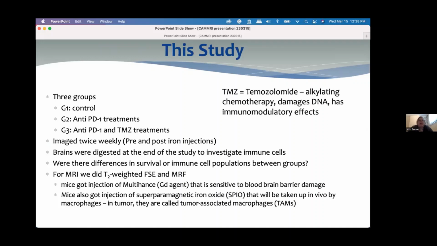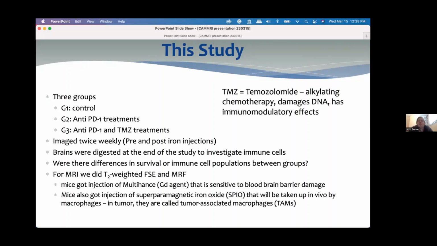So we looked at 3 different groups. One, our control group, another with a checkpoint inhibitor, anti-PD-1, one of the only clinically approved immunotherapies, which is why it's being studied so much. And we also used what's called temozolomide. Temozolomide is the clinically approved chemotherapy for glioblastoma. It damages DNA, but more importantly, has immunomodulatory effects. So we use lower dose TMZ to try to help boost the anti-PD-1.